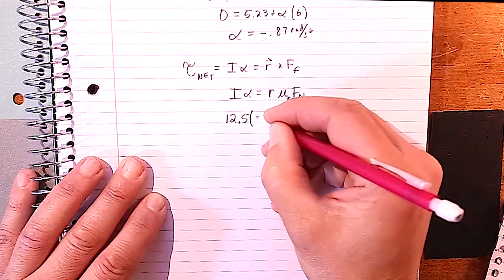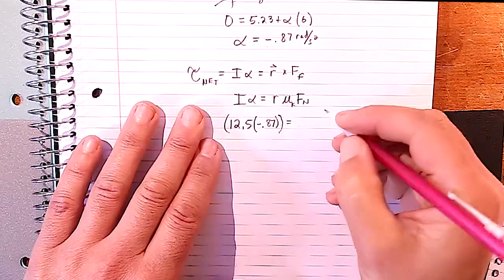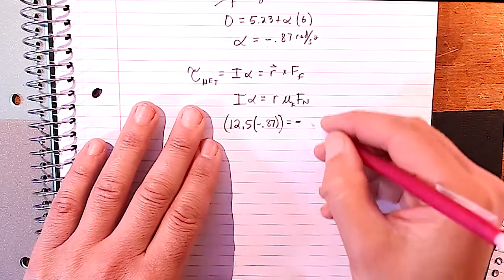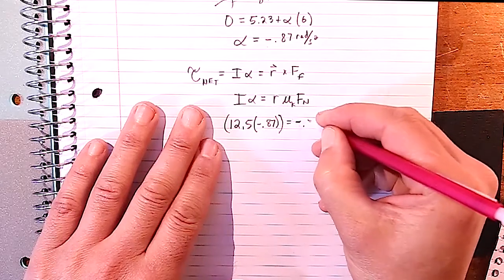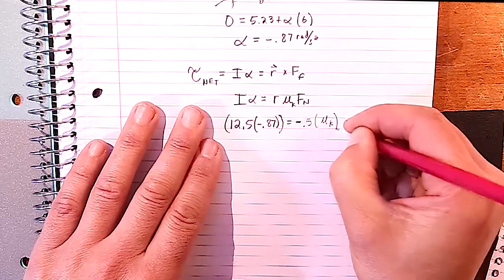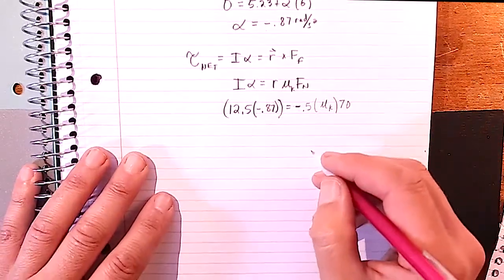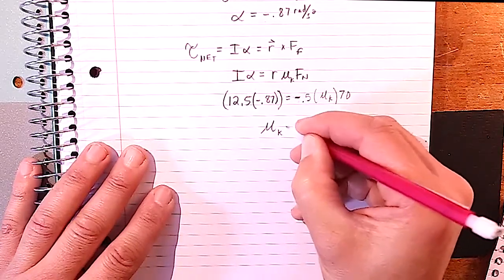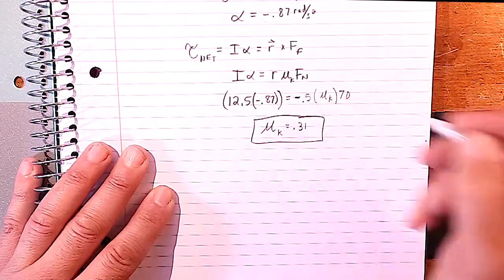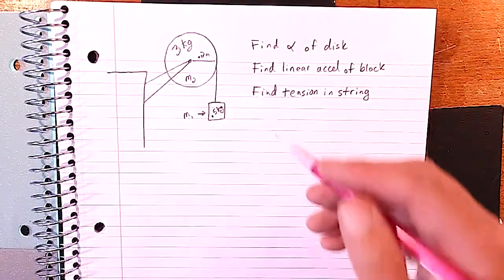We know the angular acceleration is negative 0.87 equals, the force of friction is going to be negative, so we'll put our negative sign in there. And then we have our 0.5 times the coefficient of friction times 70 newtons for our force normal, and mu_k comes out to 0.31 for a value. This is a very common question.